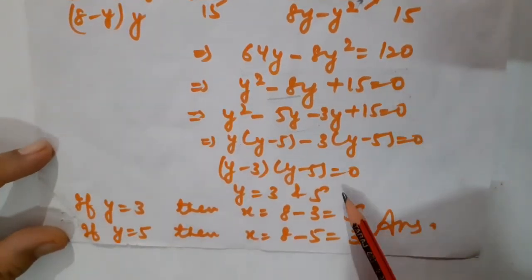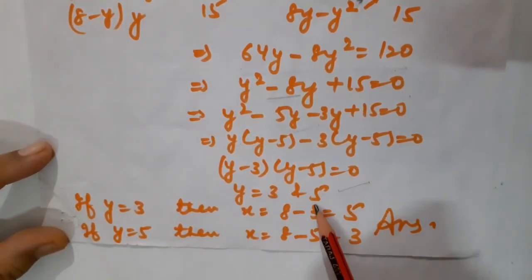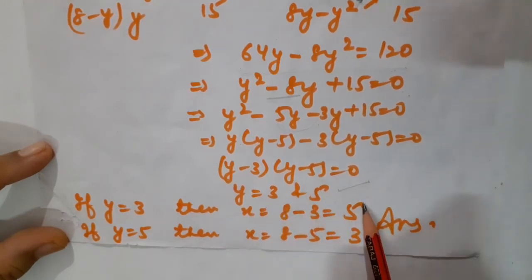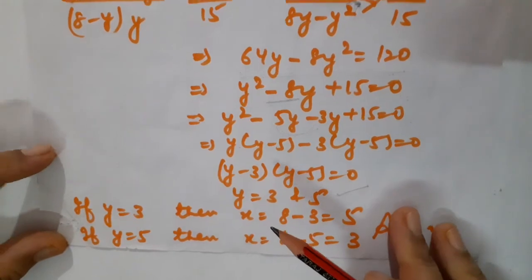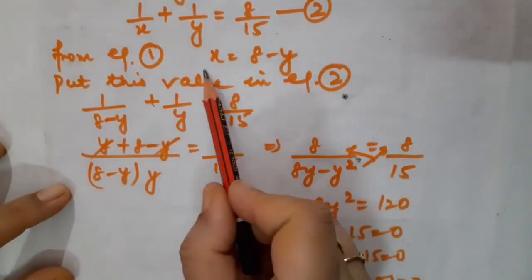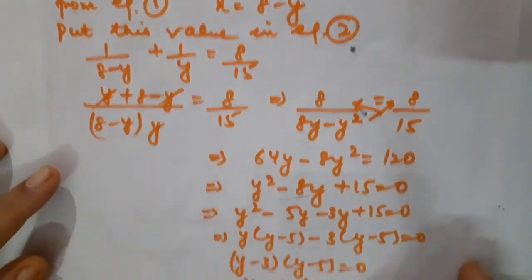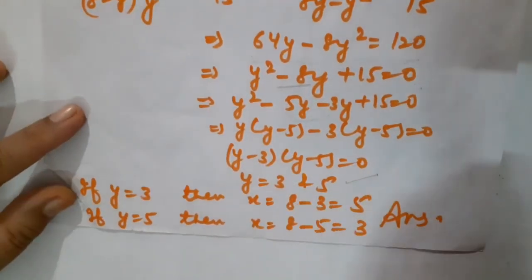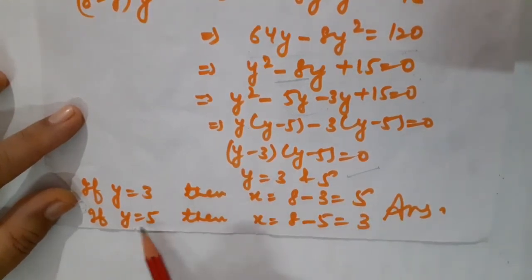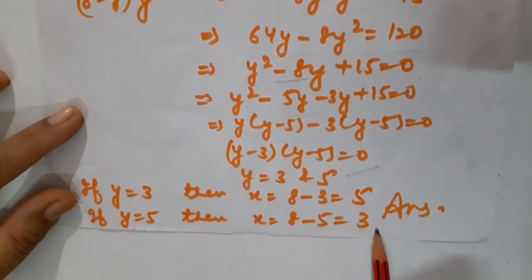So here are two values: y is equal to 3 and y is equal to 5. Children, if there are two values of y, then definitely there will be two values of x as well. I am going to substitute the value of y in this expression, that is x is equal to 8 minus y. So I have got if y is equal to 3, x is equal to 5. If y is equal to 5, x is equal to 3.